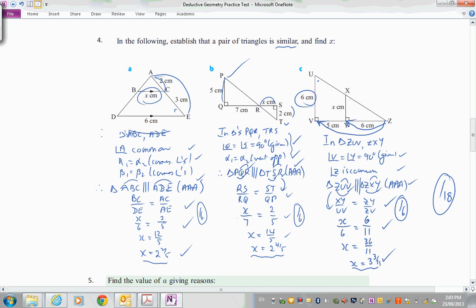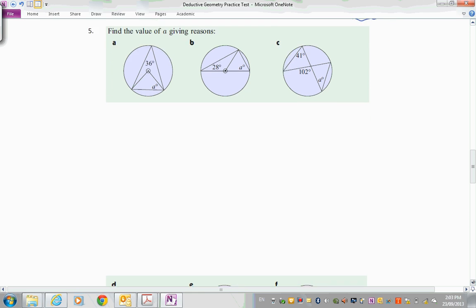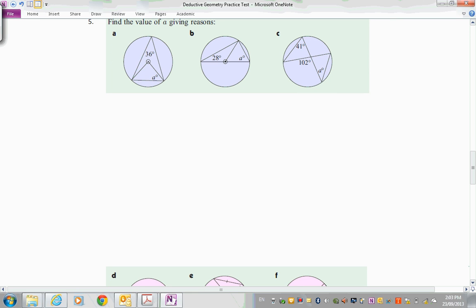Okay, let's go down the circle theorems now. We're well underway. How are you going with your marks? Getting a few, I hope. Okay, find the value of A giving reasons. Into the circle stuff now.